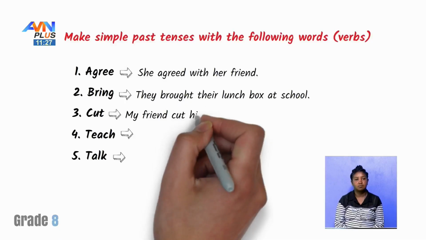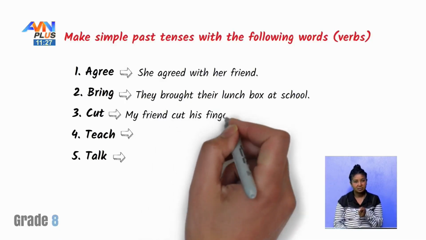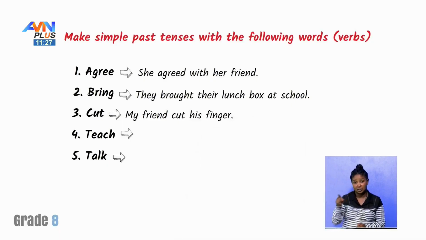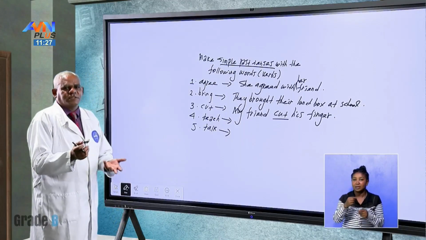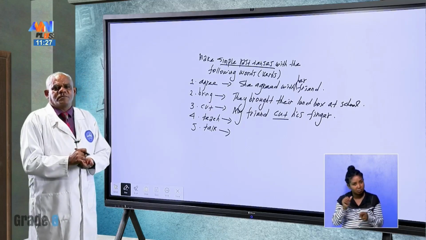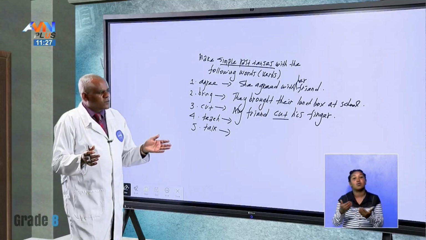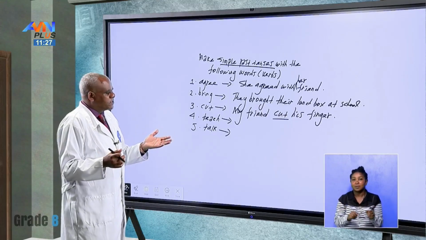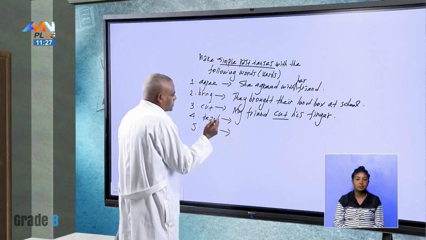My friend cut his finger. Yeah, see, this is also another irregular past verb. See now, cut, present; cut, past; cut, perfect tense form, right? So I would like to show you all the issues, what it looks like in the case of present perfect tense too, right? Teach.